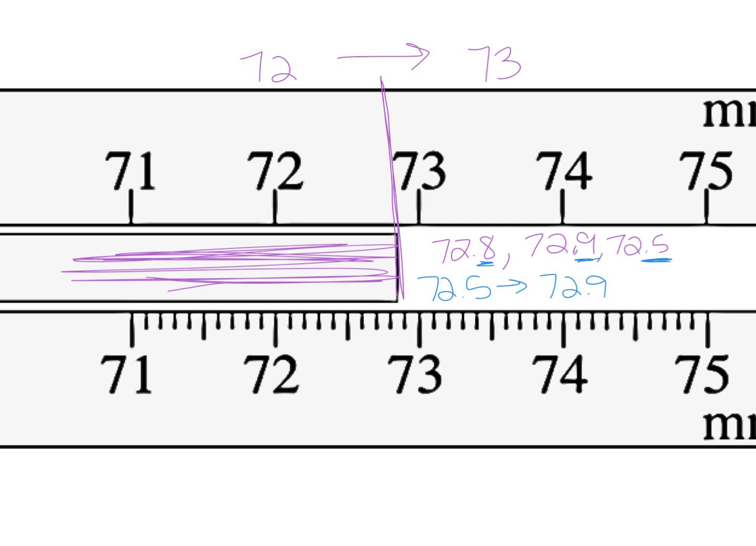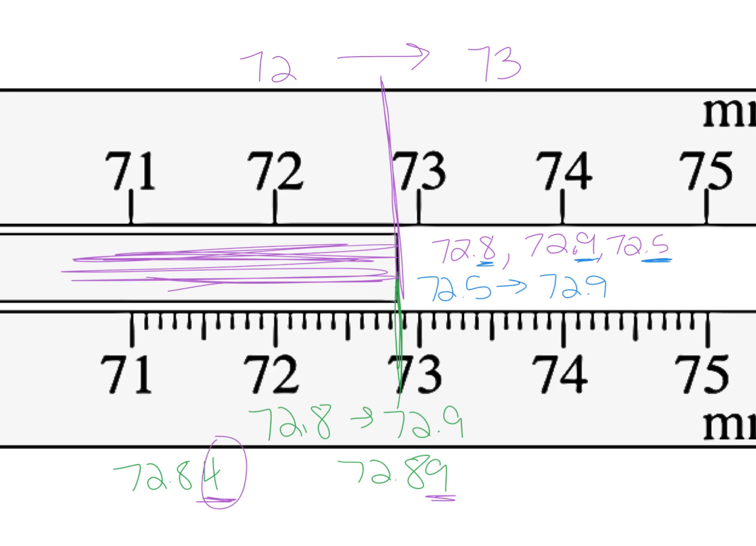But if we had a better ruler, like this bottom ruler here, I can tell for sure it is somewhere between 72.8 and 72.9. I can tell that for sure. So 72.8 is not big enough, and 72.9 is too big. So here I might say 72.84, and you might say 72.89. Really, any of those numbers is acceptable as long as you have an extra decimal place, to the hundredths place, not just to the tenths place. So you need to have that one extra digit.